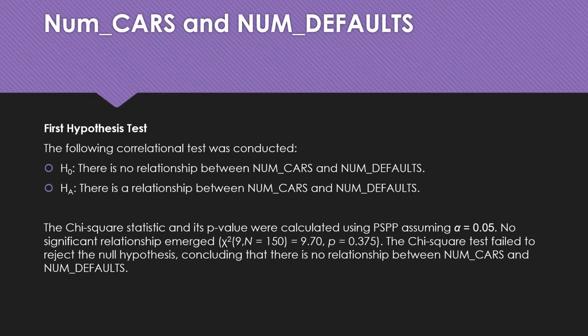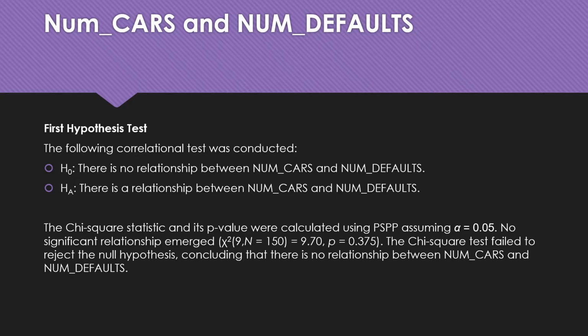Our first hypothesis test will be looking at the relationship between the number of cars and the number of default payments. The following correlational test was conducted. Our null hypothesis: there is no relationship between the number of cars and the number of default payments. And our alternate hypothesis: there is a relationship between the number of cars and the number of default payments.